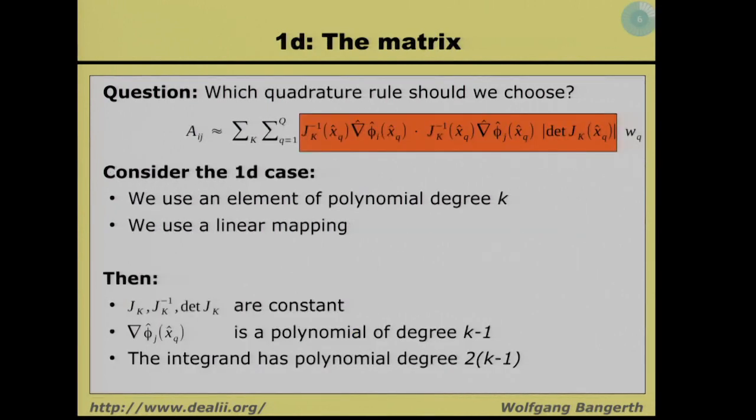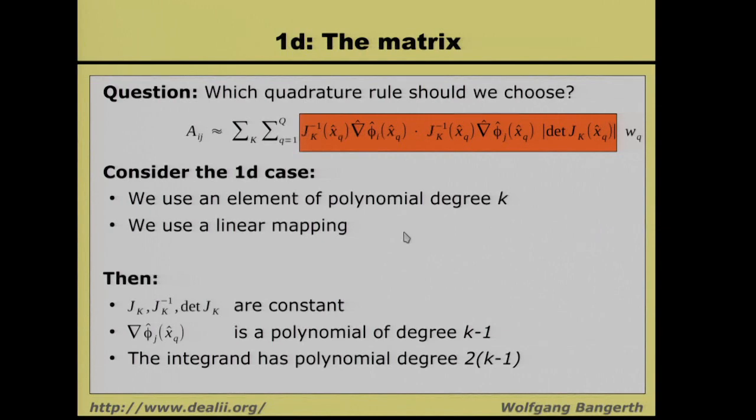So let us try to figure out how I need to do this. I would like to do this first for the 1D case, because in 1D I can do a lot of things that are easy to understand. So for example, let's say I have an element of polynomial degree k. These phi i's of x hat here are all polynomials of x hat of degree k.